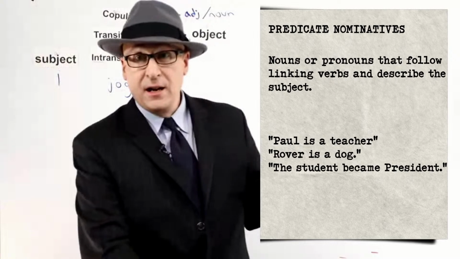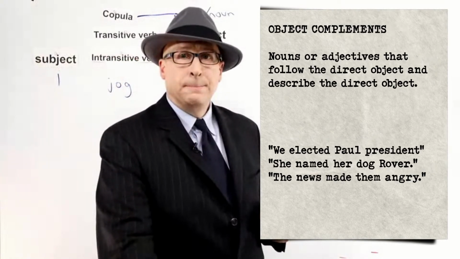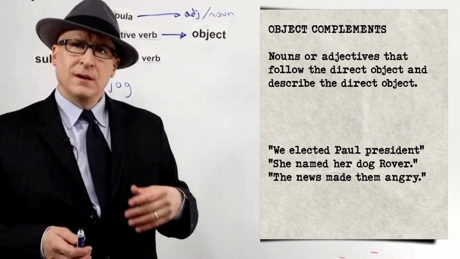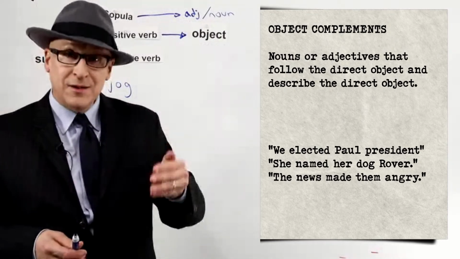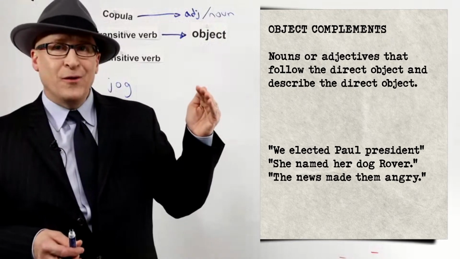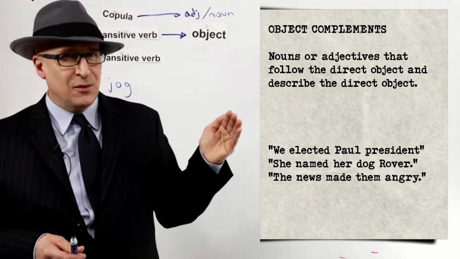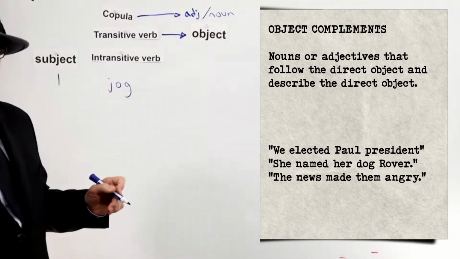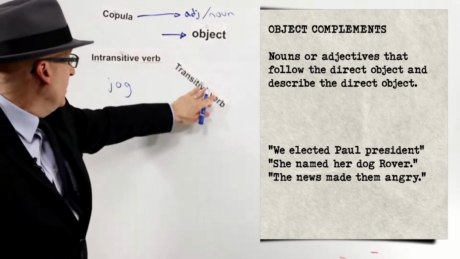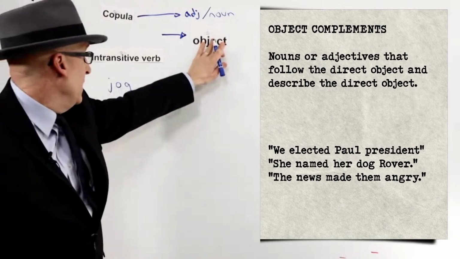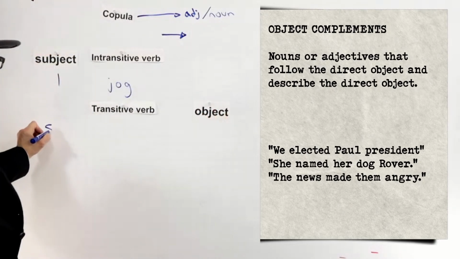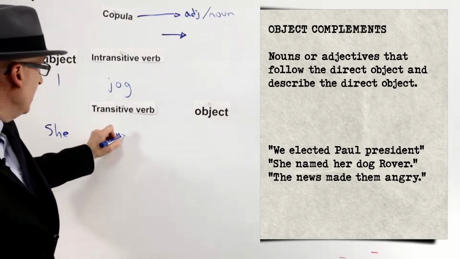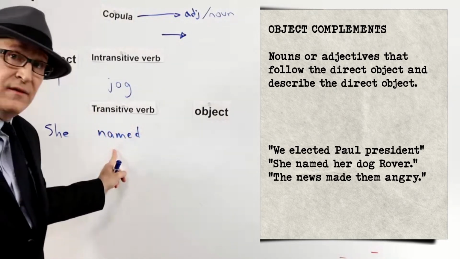What else can come after the noun? Object complements, okay? So these are nouns or adjectives that can follow the direct object and describe the direct object. Now we're talking about something a little different. Look closely at this. And this is for transitive verbs and objects, right? So here we have an example. She named. And named is a transitive verb.